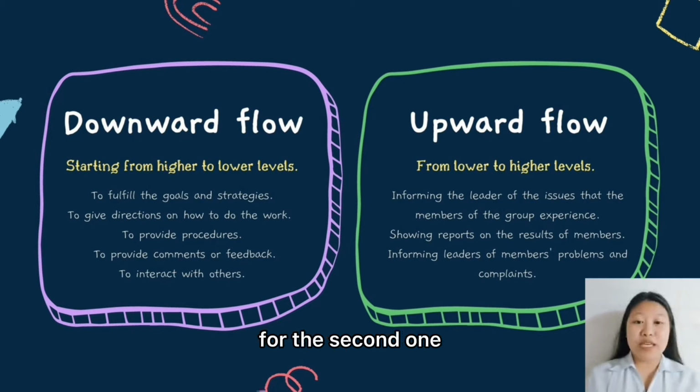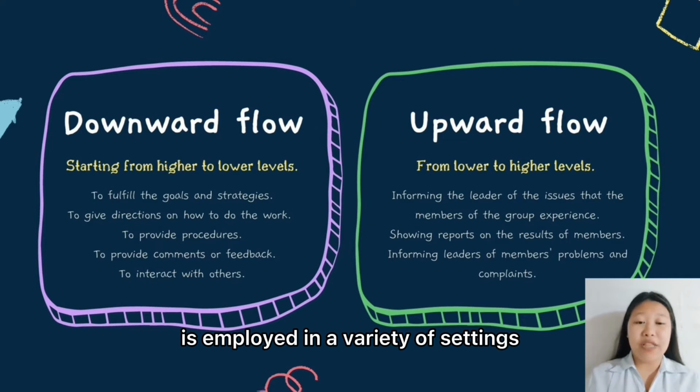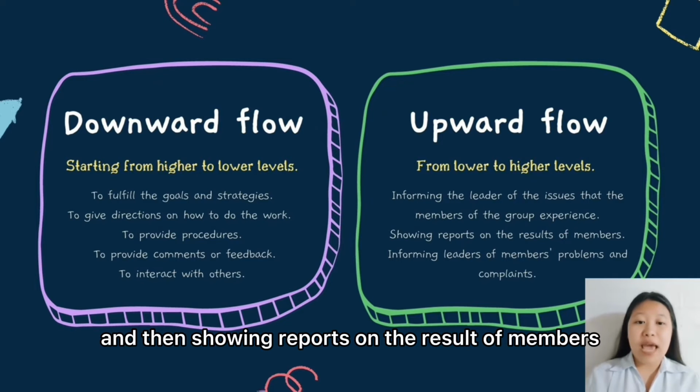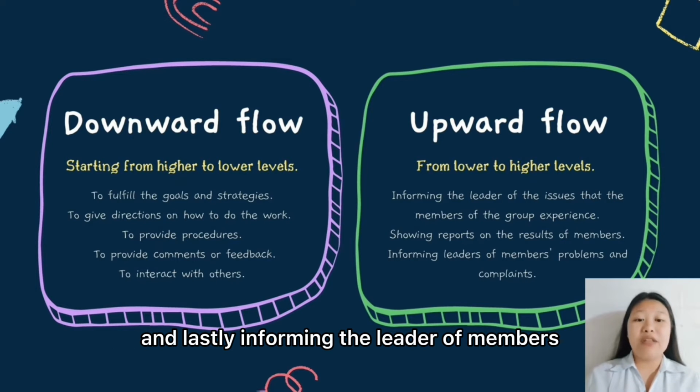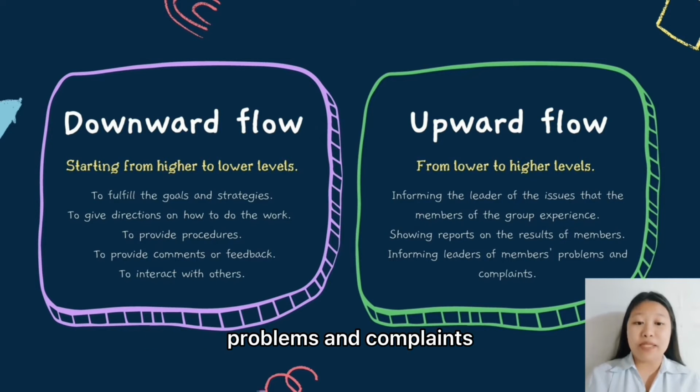So let's proceed to the second one, which is the upward flow. Information is conveyed backward in this style of communication, from lower to higher levels. This type of communication is employed in a variety of settings, including first, informing the leader of the issues that the members of the group experience, and then second, members of the staff submit ways to enhance the institution, and then showing reports on the results of members, and lastly, informing the leader of members' problems and complaints.